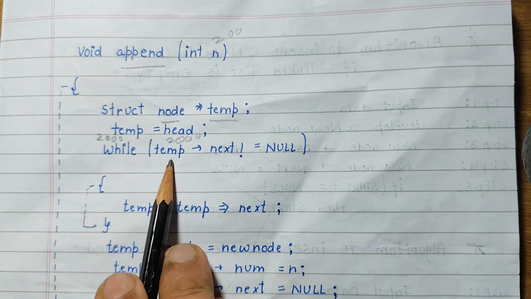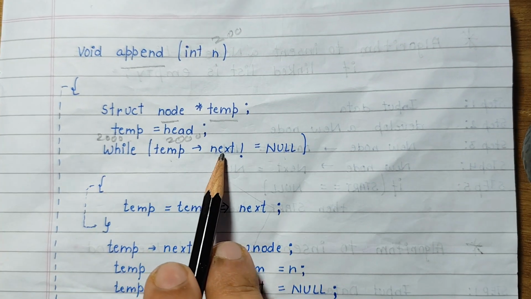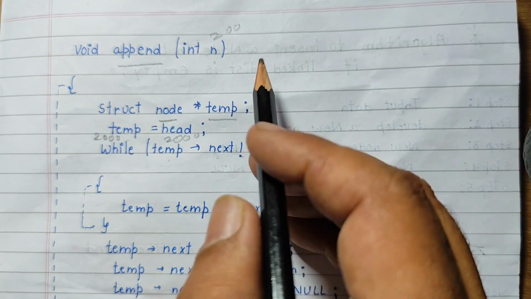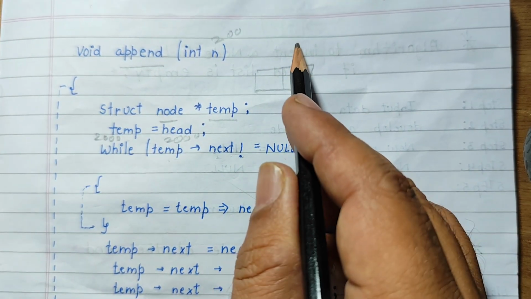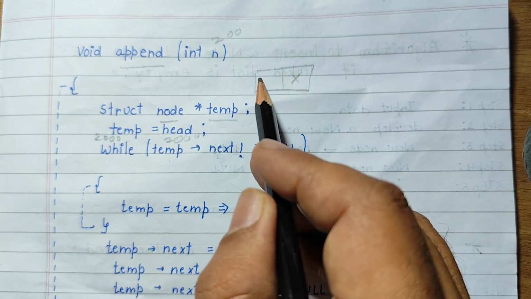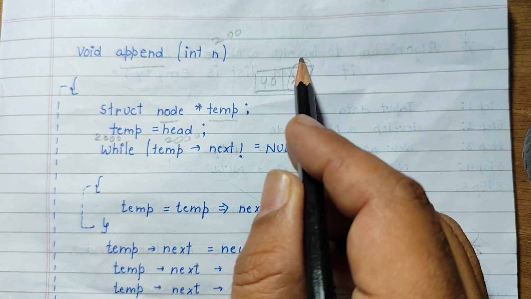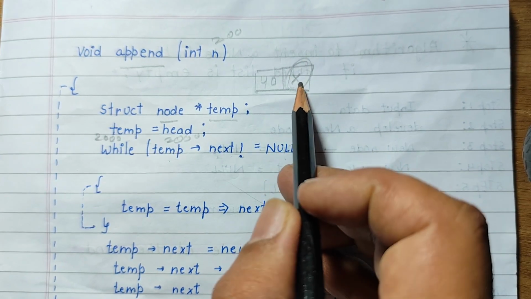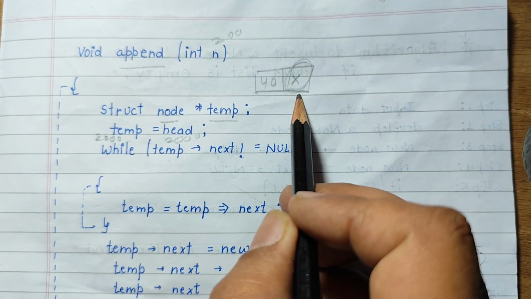Now I check the condition: while temp of next is not equal to null. Why am I checking temp of next is not equal to null? Because the last node has a null pointer at the end of the linked list, where there is the value 40. Here we have the null pointer. We have to check this condition. We have to move temp until we reach the null pointer.